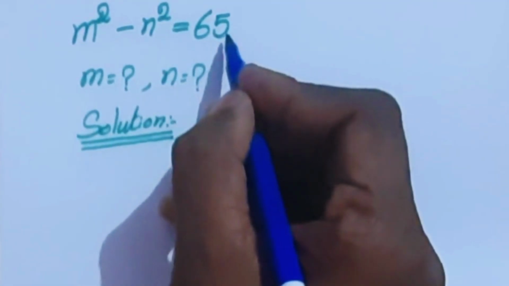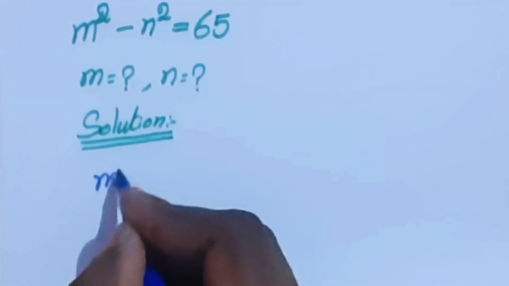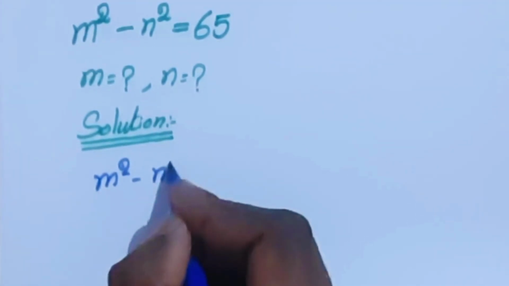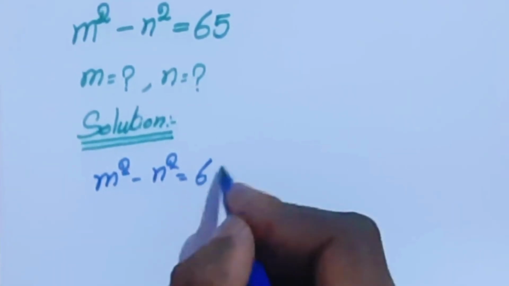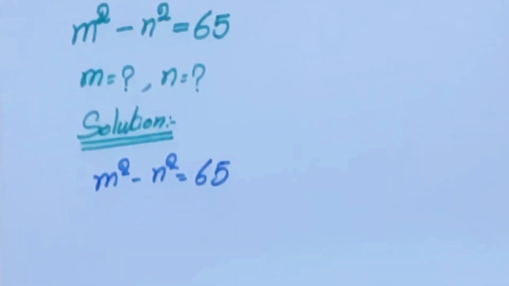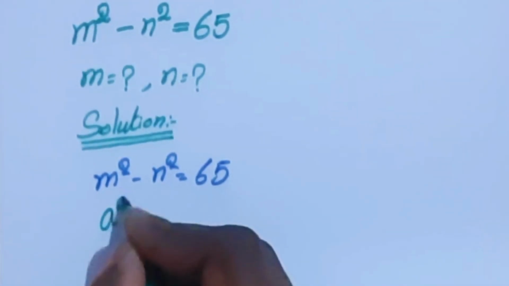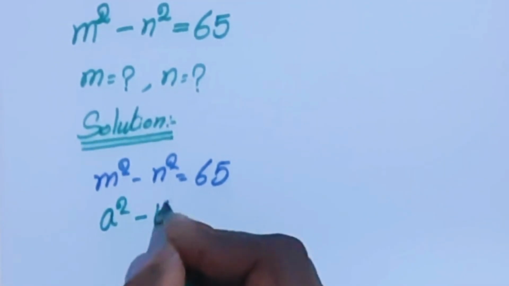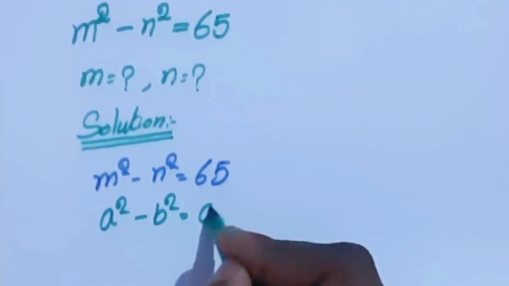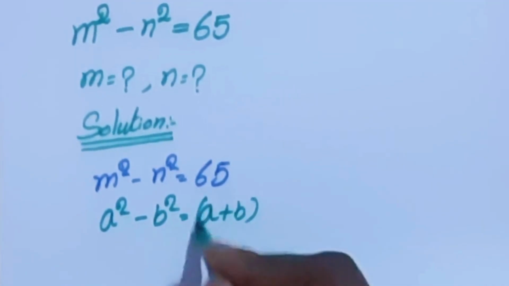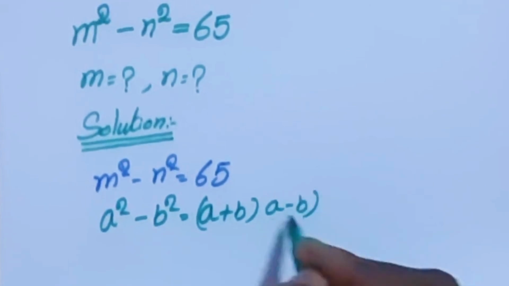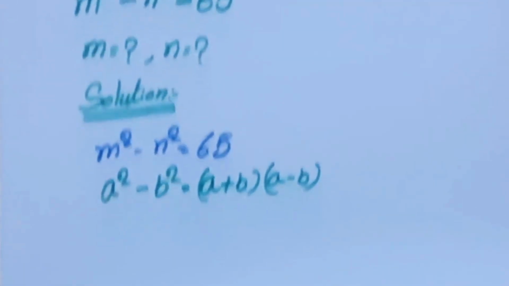Today we are going to solve this problem to find m and n. Solution: m square minus n square equal to 65. Here we are going to apply this algebra formula, that is a square minus b square equal to (a plus b)(a minus b). This algebra formula we are going to apply here.